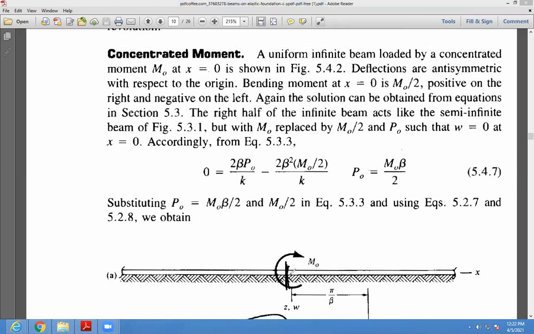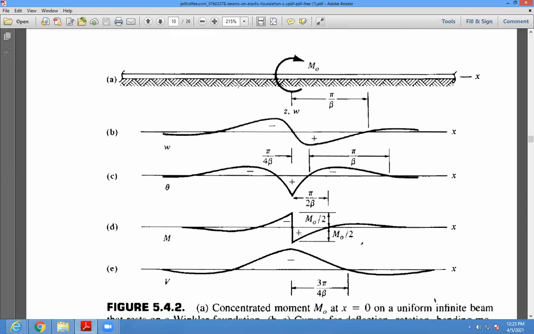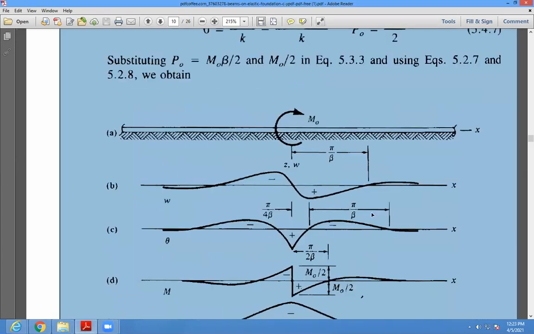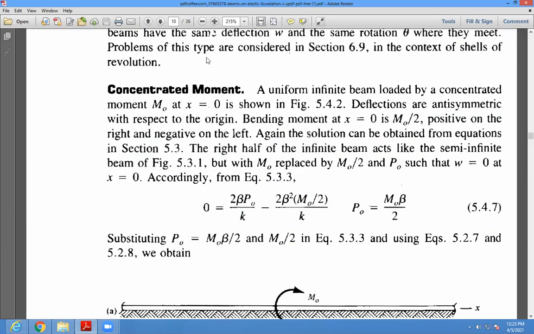At x equal to 0, that is at the origin, we have applied the concentrated moment M naught, right? So deflections are unsymmetric with respect to the origin. The bending moment at x equal to 0 is M naught by 2. 50% we have to consider separately for the left side and for the right side. M naught by 2, positive on the right side and negative on the left side.